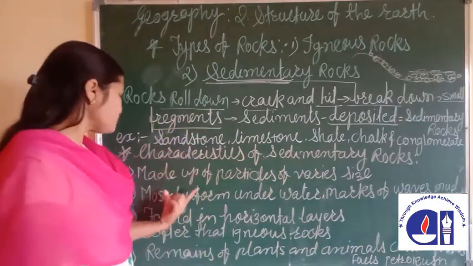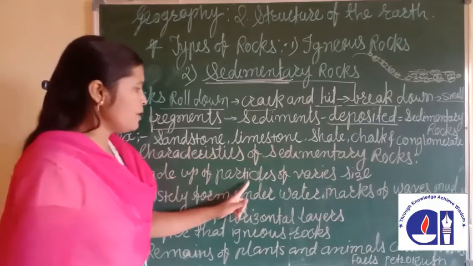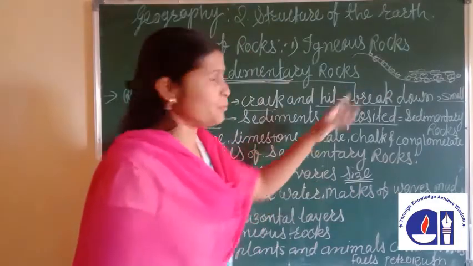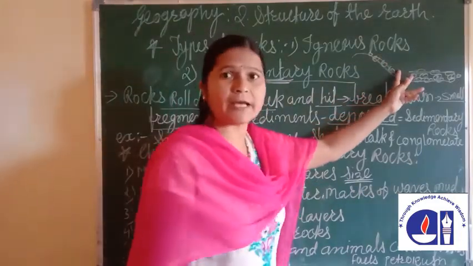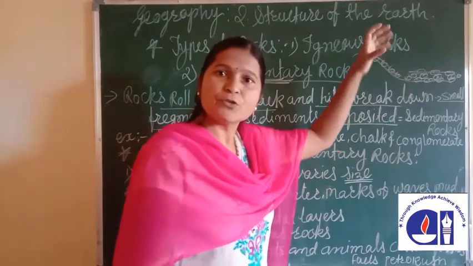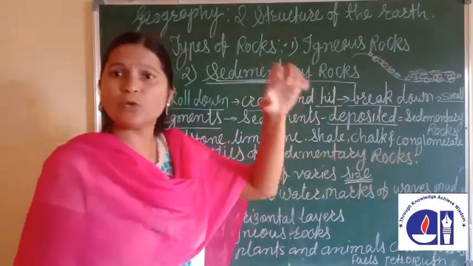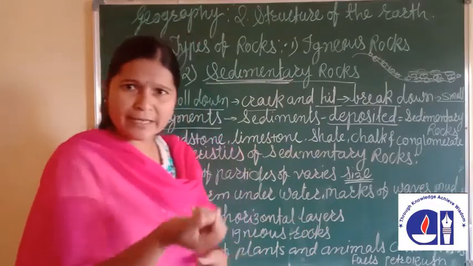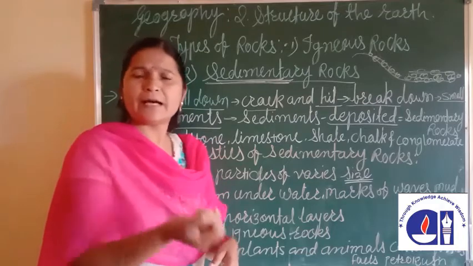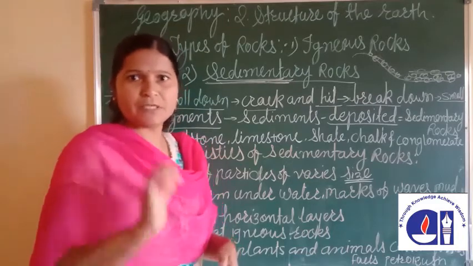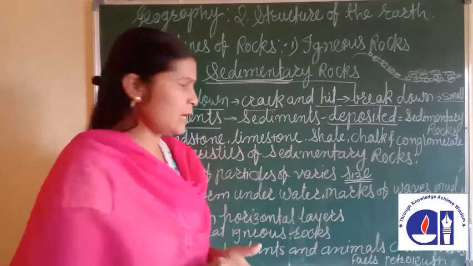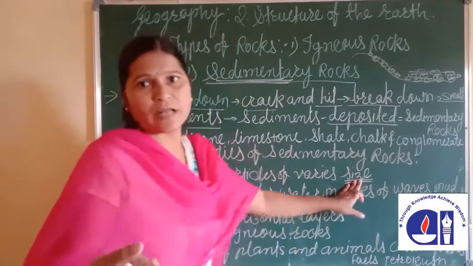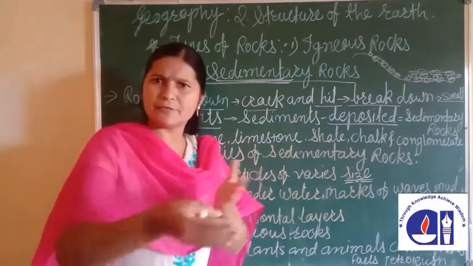So first, sedimentary rocks are made up of particles of various sizes. As I explained to you, all these fragments, all these particles which are carried away with the water, with the wind, can be of various sizes. Some can be like sand, pebbles, gravel, stone, pieces of stone. So these all are of various sizes. Some are in rounded form, some are in various different shapes.